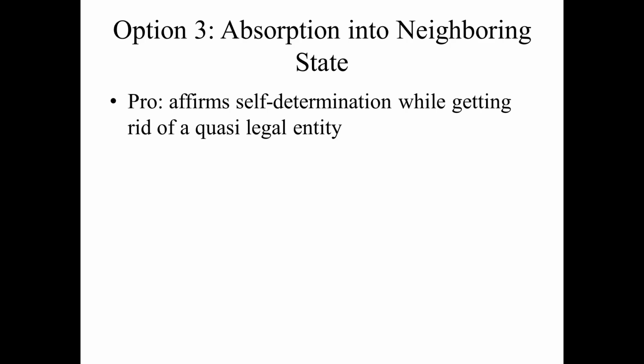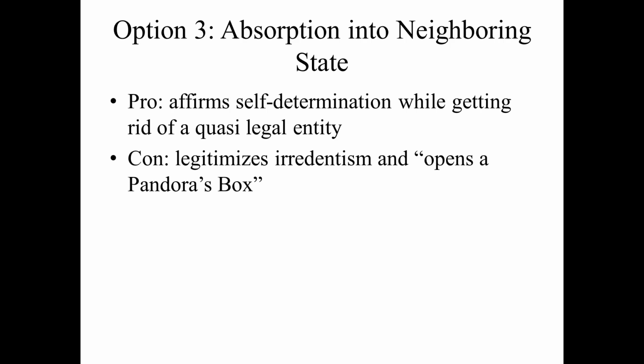Albanians break away from Serbia, and Kosovo joins Albania. Artsakh breaks away from Azerbaijan and joins Armenia. Northern Cyprus just joins Turkey. No parastate, no problem, right? A quasi-legal entity has been done away with. Sounds great, right? No. This is actually one of the worst situations.